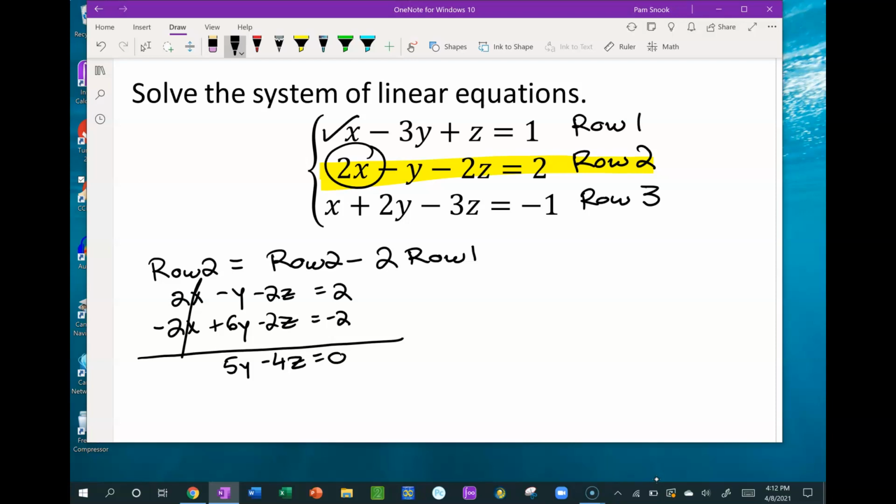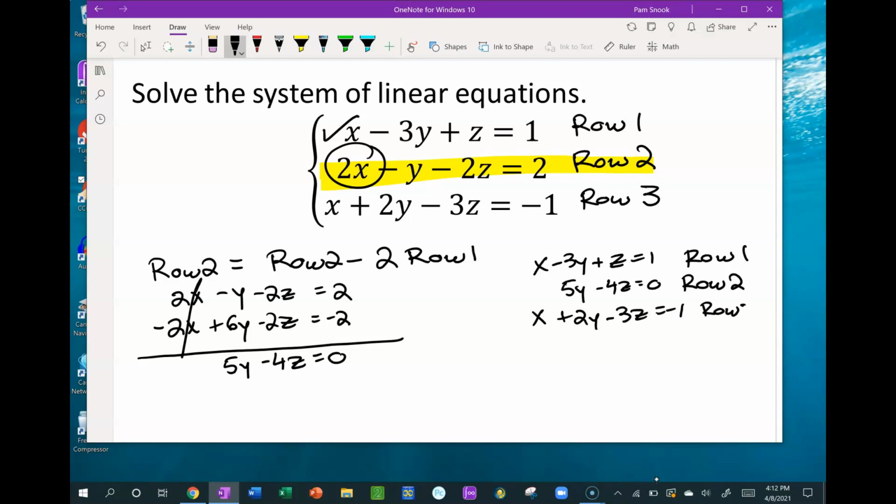So here's my new system. x minus 3y plus z equals 1. That's my new row 1. My new row 2 is 5y minus 4z equals 0. So now that's row 2. Row 3 I didn't change. I'm just going to leave it as it was. So x plus 2y minus 3z equals negative 1. And this is row 3. Okay, here's my new system.